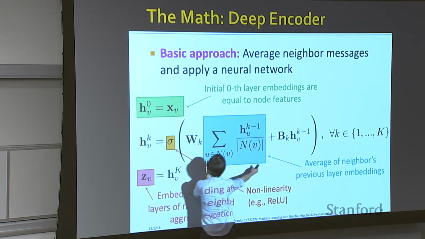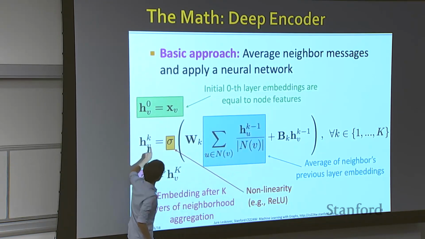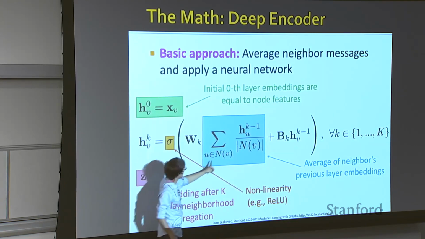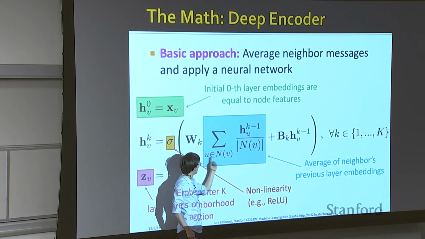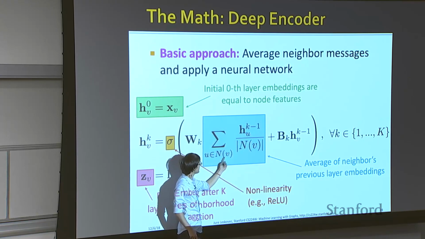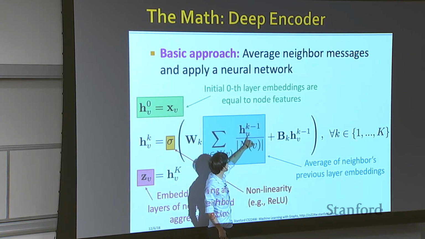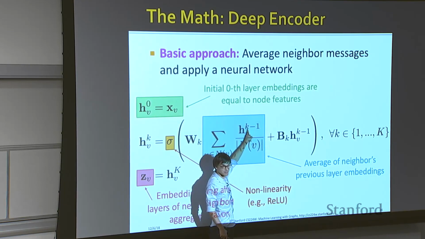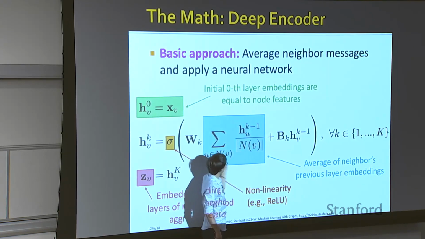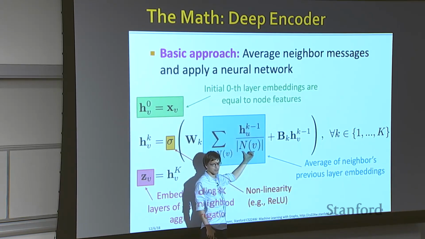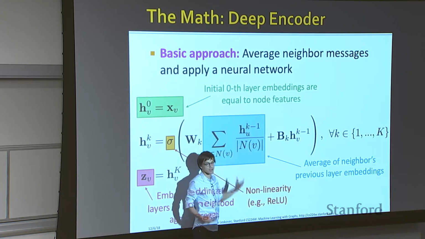What we are doing here is to compute the representation for node V: let's go over the neighbors U of node V, and take the representation of that neighbor from the previous level. Let's average those together, so we divide by 1 over n. And this is the aggregation.